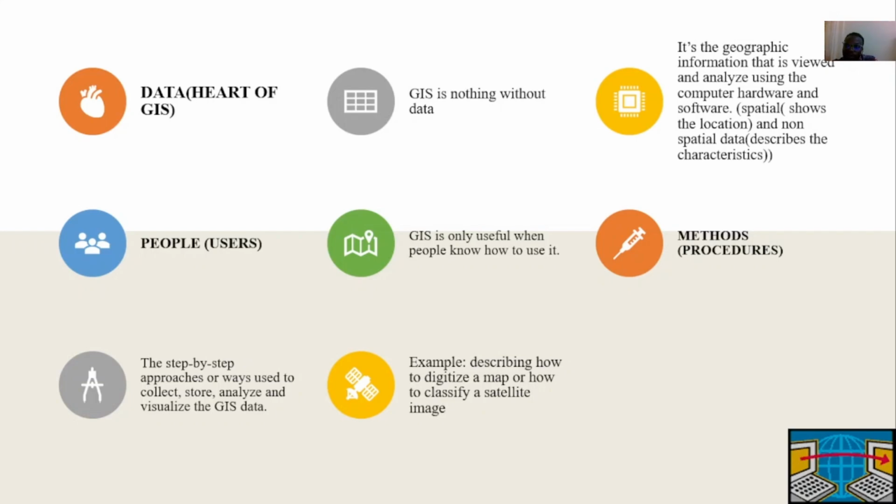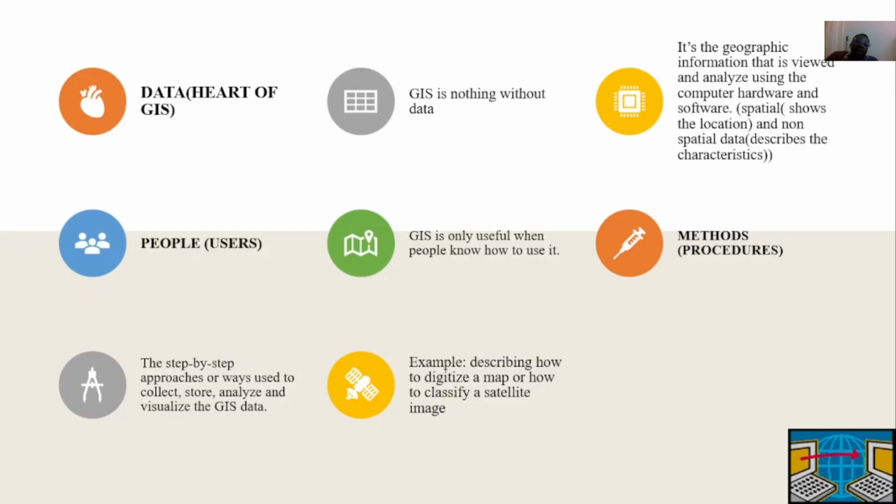So GIS data is the heart of GIS, and GIS is nothing without data. So what is data on its own? Data is geographic information that is viewed and analyzed using computer hardware. So you see, they are interconnected. One is nothing without the other. Even though these days we have some cloud-processing GIS software like web GIS, where you don't need the hardware, you still need the hardware because it's web-based. And before you can go into the web, you need your computer hardware. So you see, they work hand in hand. One is nothing without the other.